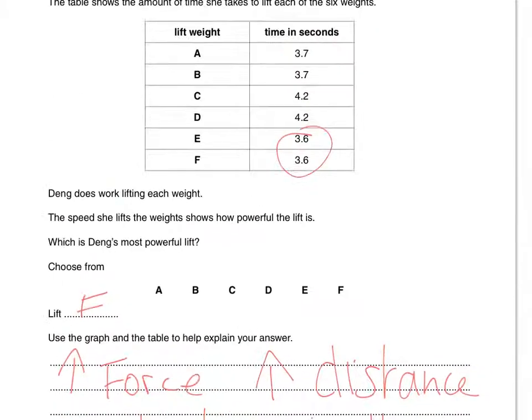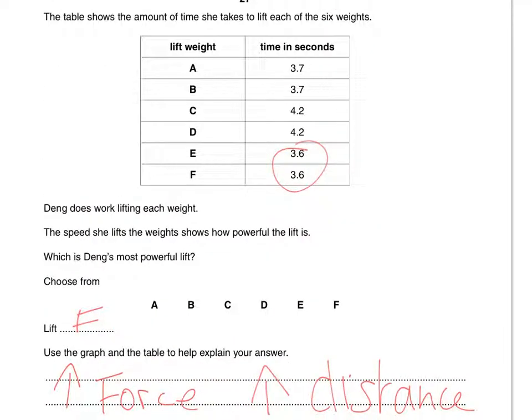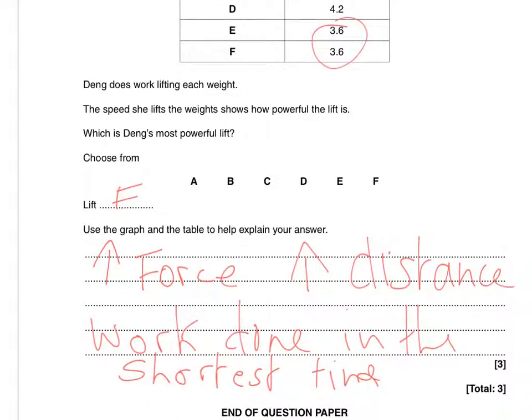There's nothing massively complicated. The thing is, with all these different things, you've got a graph, you've got a table, you've got some person lifting weights. They're trying to confuse you again, yeah? They're trying to mess you up. Just stay focused on exactly what it's asking you. All it is asking you is which is Deng's most powerful lift. That is it. That is the question. That's what you need to answer. So don't get bogged down with all the other stuff.